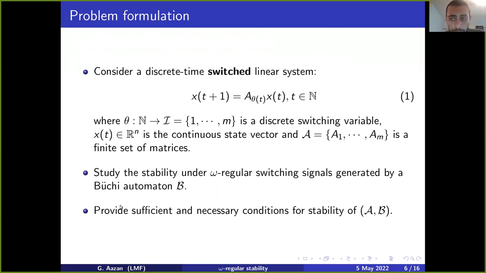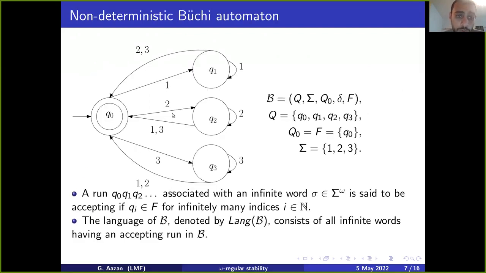Now, given a finite set of matrices A and a Buchi automaton B, our goal is to provide sufficient and necessary conditions for the stability of the system AB. We have seen that theta, taken from our example, is generated by a Buchi automaton.